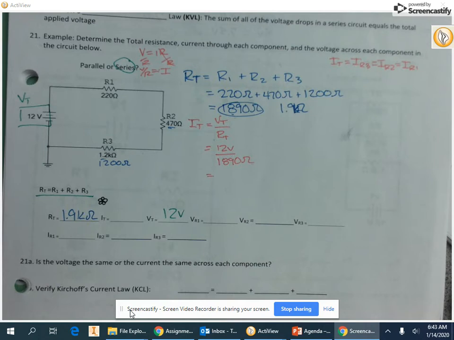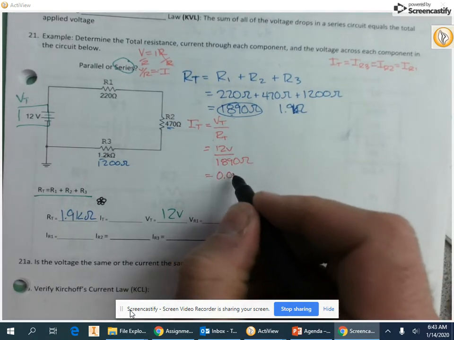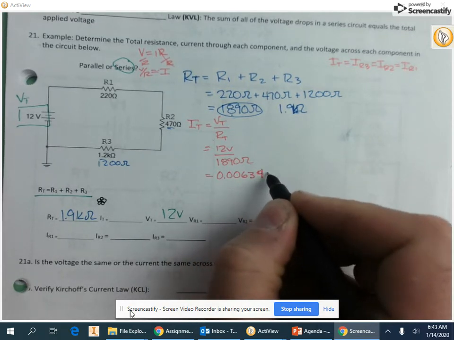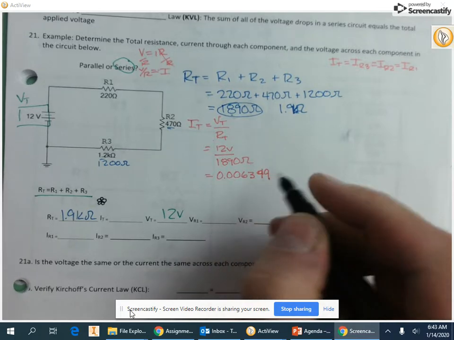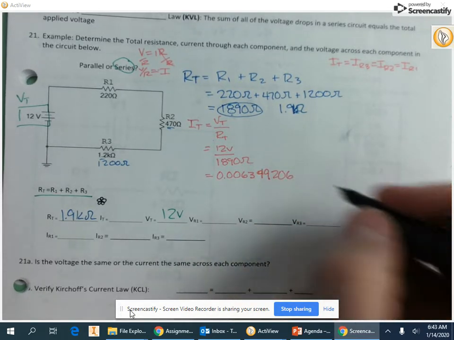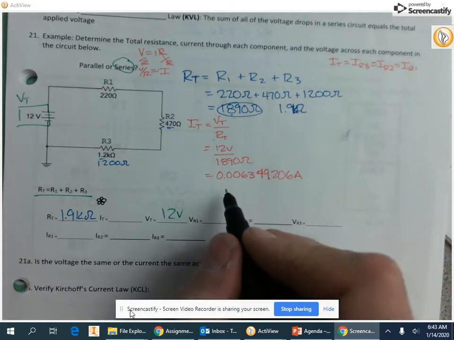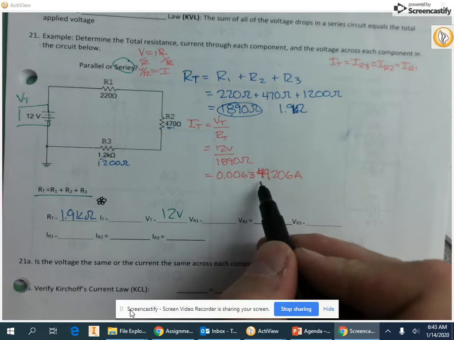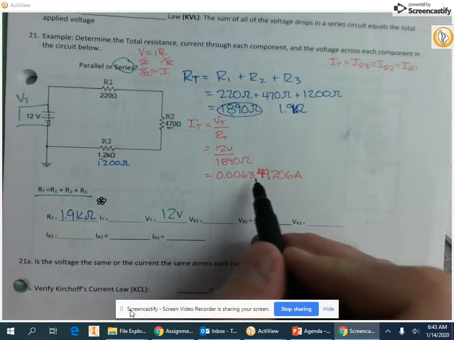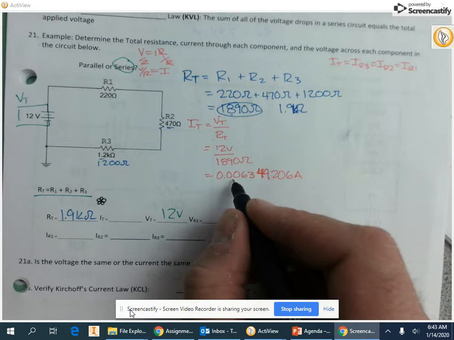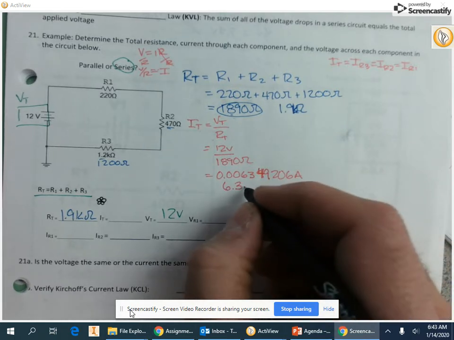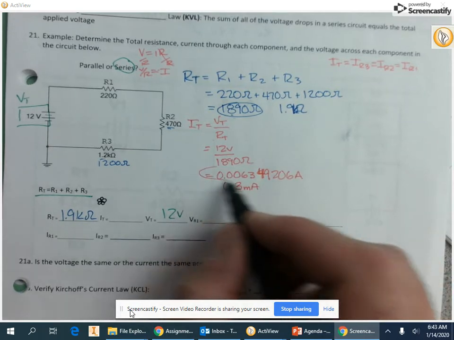12 divided by 1890 is 0.00634206, and that is amps. As sig figs, 2 of them, I go to the 4. 4 is less than 5, so that rounds down. So 6.3, and I'm actually going to move 1, 2, 3 spaces to the right, so I know that that's 6.3 milliamps.